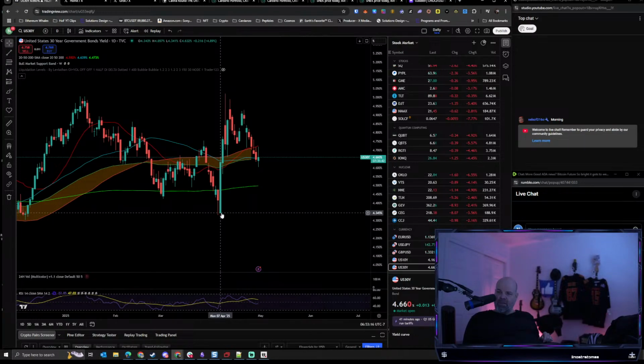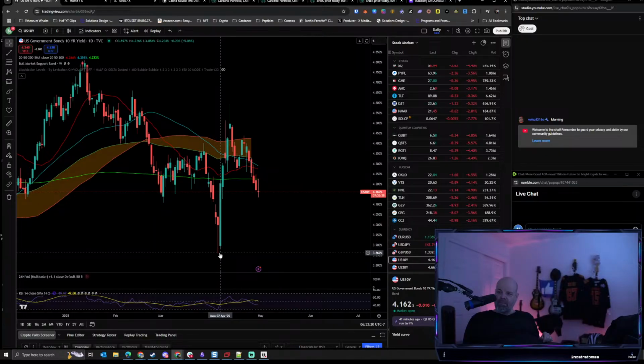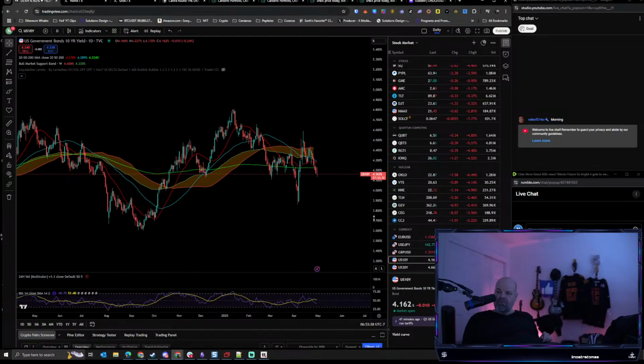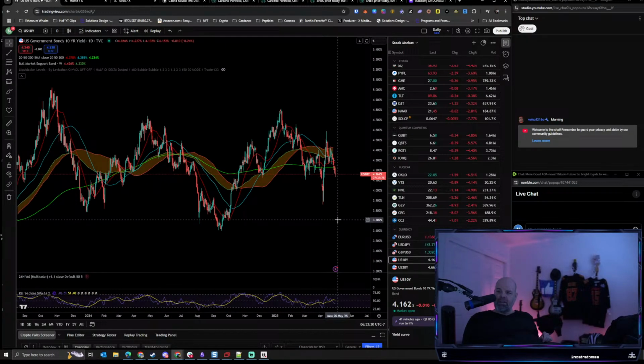They should have maybe locked it in down here at 3.8% on April 7th. It wasn't too long ago. I think we could flush him down. Flushing him down more would be bad for the stock market.